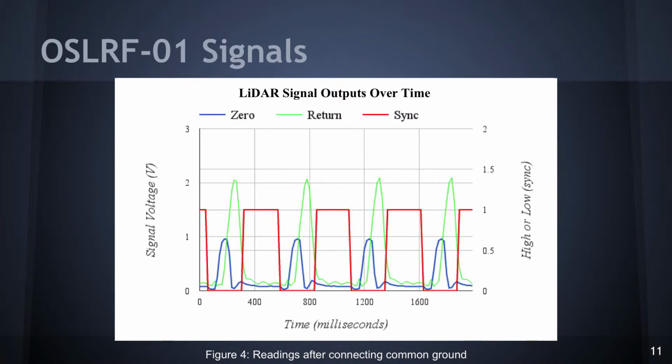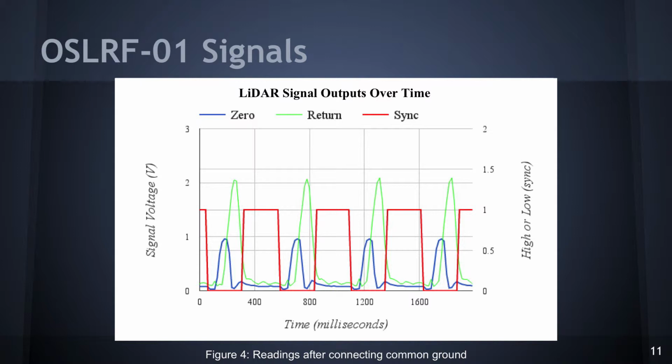And then we moved on to the testing phase of our device. So as you can see, the values we read in when we pointed the laser at a wall roughly 2 meters away, the return and 0 signals shown in blue and green occurred once per sync period, indicating that the laser projection and detection were correct.